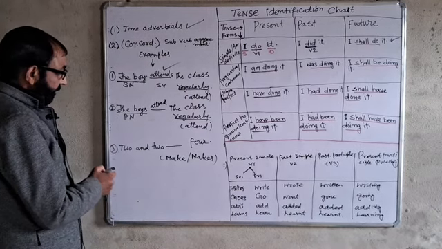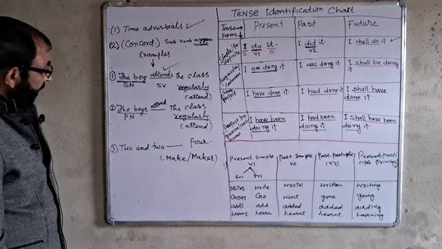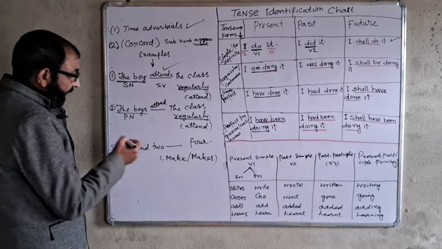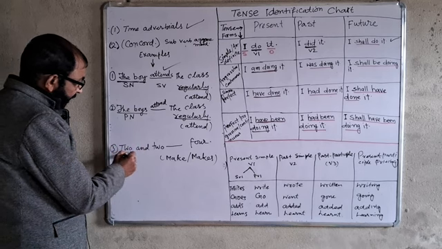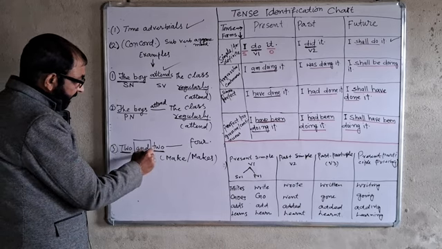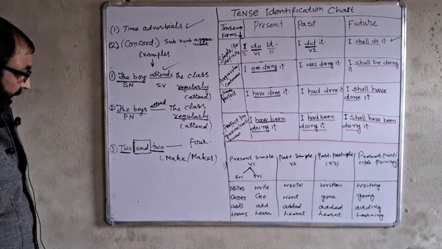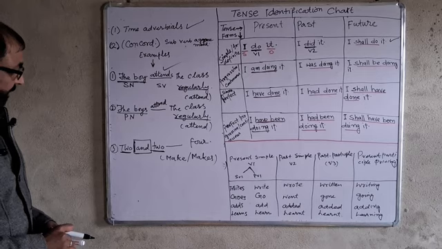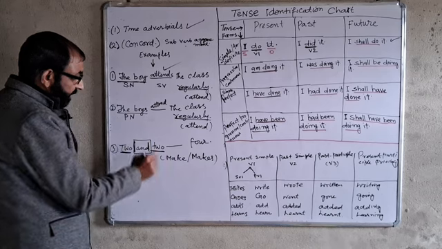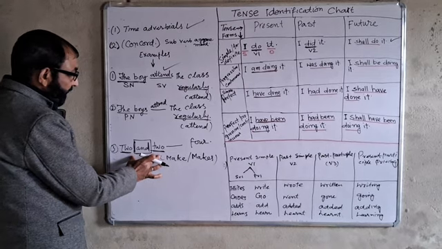Point number third. 2 and 2 dash 4. Here you have to analyze. When two singular nouns are joined by the conjunction and, the verb becomes plural in sense. Two singular nouns joined by and, the verb becomes plural in sense. So for 2 and 2, this is a plural verb.